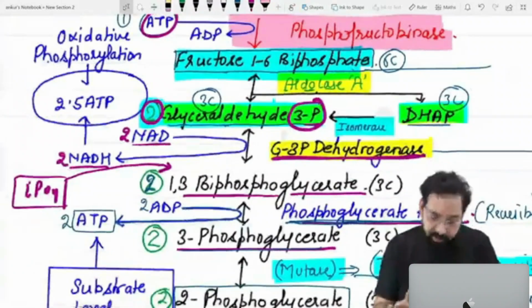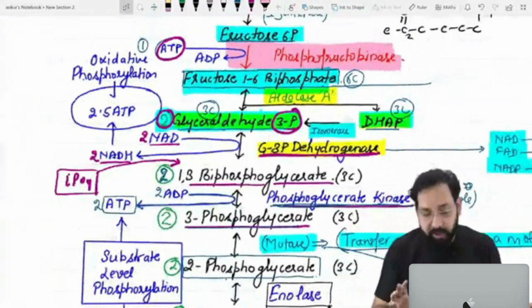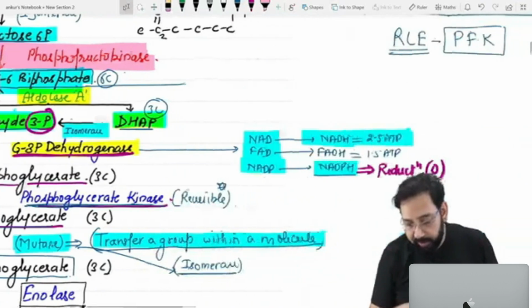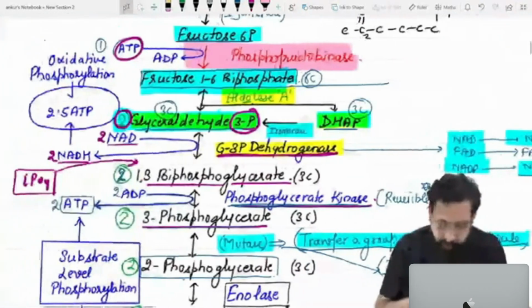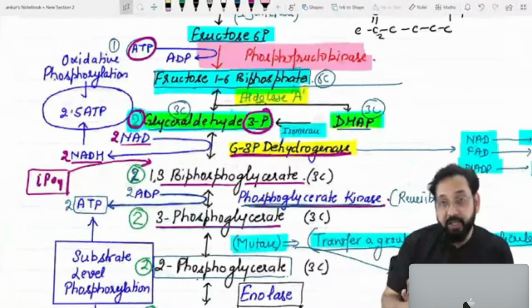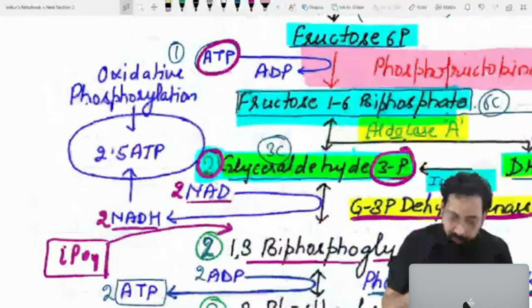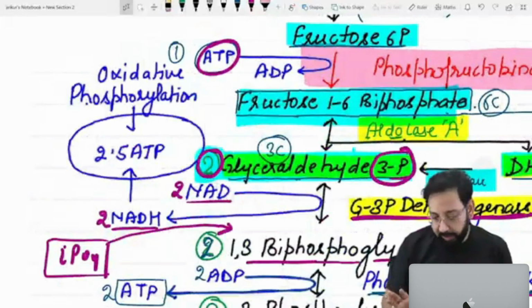Then the next enzyme is dehydrogenase. Whenever dehydrogenase is there, removal of hydrogen is taken up either by NAD, FAD or NADP, most commonly NAD to form NADH. Yes, NADH enters the mitochondria to produce 2.5 ATP by oxidative phosphorylation, we all know.